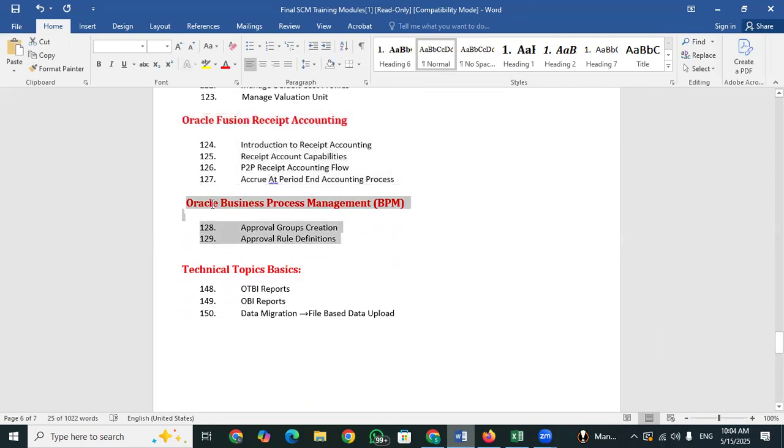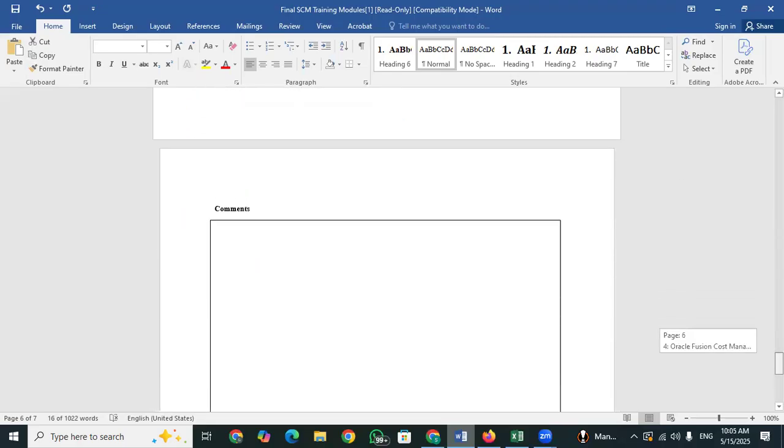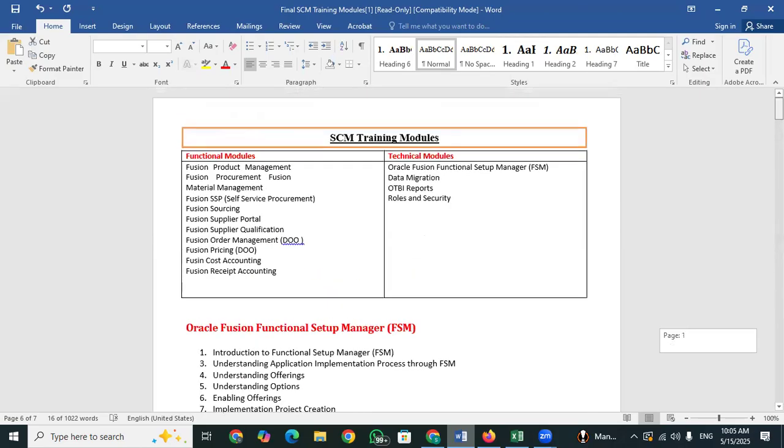Then after that, approvals related, there are approval flows for every transaction from the purchasing side. So how can we configure those approvals? We can discuss over here. The last one is some technical related: OTBI and BI reports, queries and data migrations. Along with that, we also discuss the technical side. This is the complete syllabus we are covering in the training with real time.